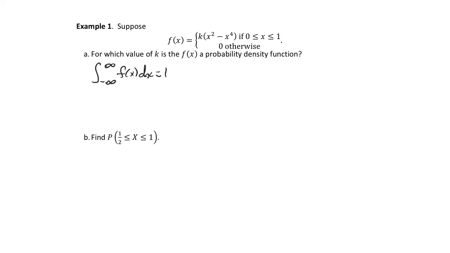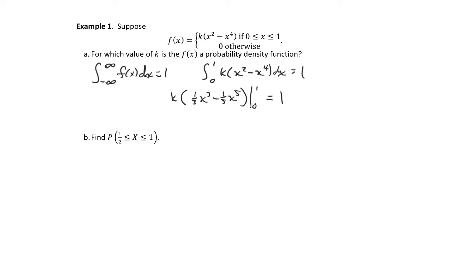Okay? Well, it's not quite that bad because our function is only defined from 0 to 1, so we want this integral to be equal to 1. We can pull the k out and then take the antiderivative of x squared and x to the fourth. We'll get 1/3 x cubed minus 1/5 x to the fifth. We're going to evaluate this between 0 and 1. It should be equal to 1.